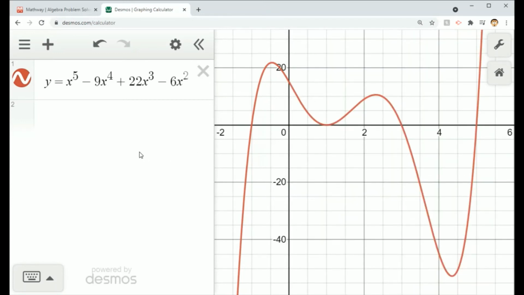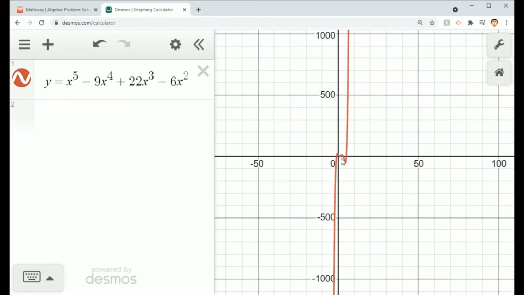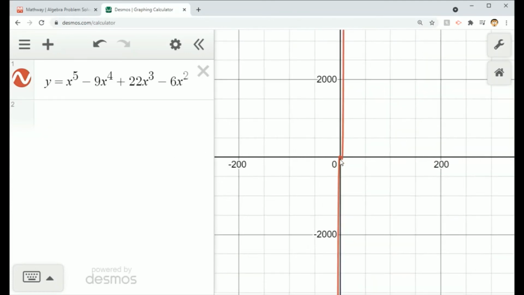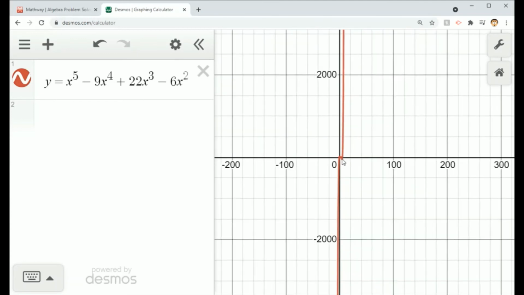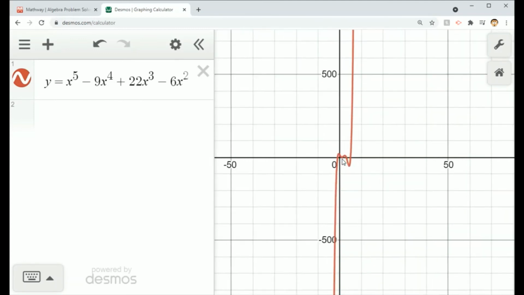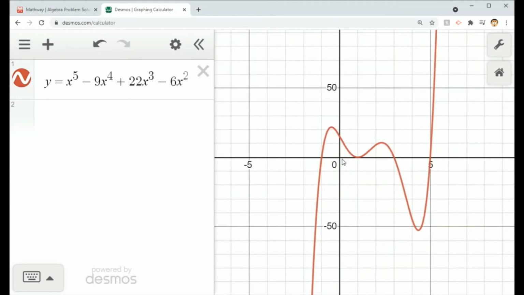So that's what that polynomial looks like. It is a degree 5. I'm going to just zoom out and you'll see that at a distance it looks kind of like the y equals x cubed or y equals x to the 5th functions. Any odd-powered function.